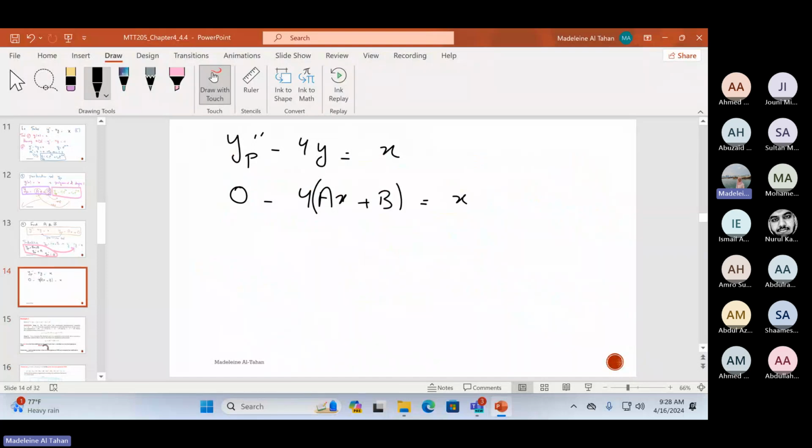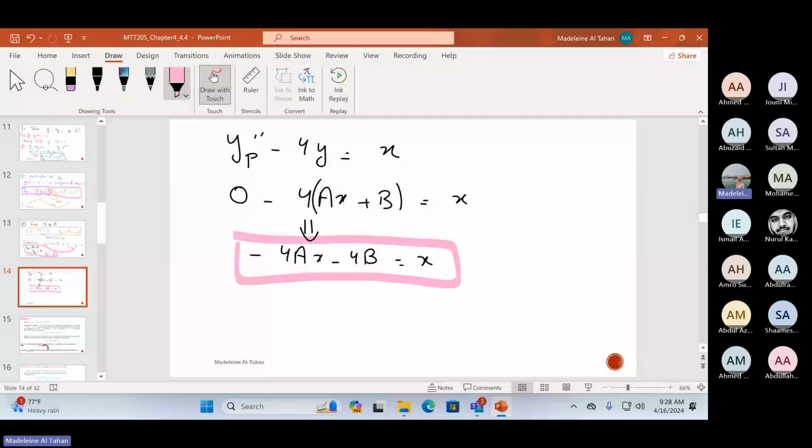Do we agree, miss? Y is ax plus b, right? Yes. Now we have nothing to do with the differential equation. Expand this one: negative 4ax, negative 4b equal to x. We got this one.